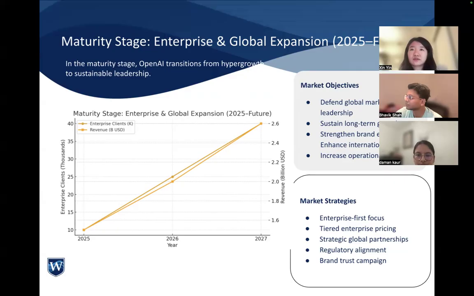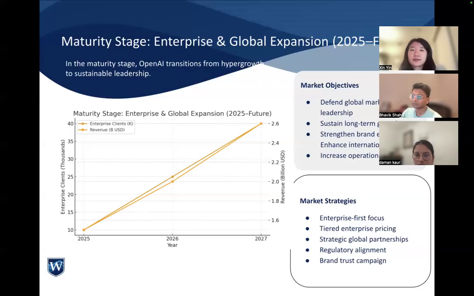OpenAI aims to solidify its market leadership in AI technology while expanding into new international markets with localized compliance and services. By continuously using tiered pricing models and enterprise-grade solutions, it will continue to appeal to global corporations. Moreover, OpenAI places a strong emphasis on trust and responsible AI branding, promoting reliability, data privacy, and ethical deployment. Partnerships with governments, cloud providers, and system integrators will further accelerate adoption.